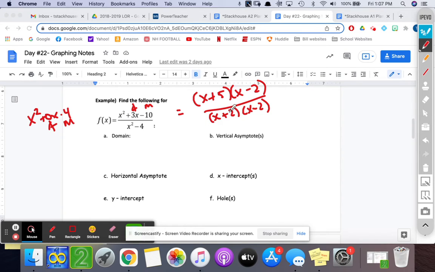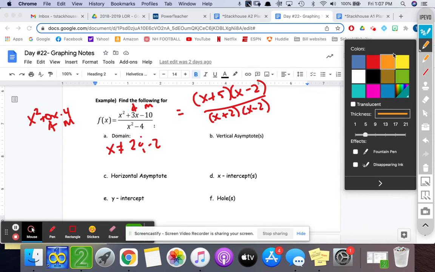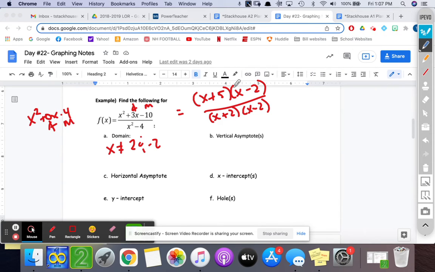So the domain: which x values can you not have? You have every single x except for 2 and negative 2, because I can't plug either one of those in, since they'll get me 0 on the bottom. That's why your domain is every real number except for 2 and negative 2. Now, I mentioned in step number 3 above, we're going to cross out anything that looks alike. These look alike.